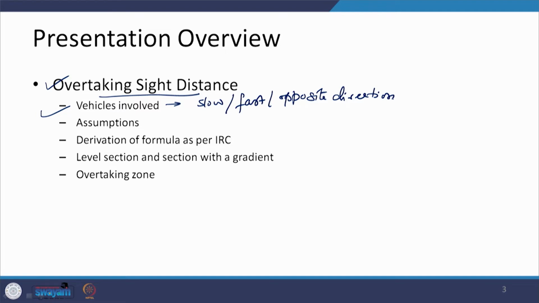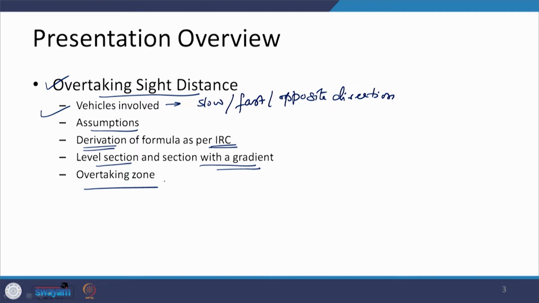Now, when we talk about these vehicles, there are a few assumptions which are being made, and we are going to look at those assumptions also. Then comes the derivation, and this derivation we are going to look in the direction of the Indian Roads Congress guidelines. Then we will also compare the level section versus the sections with a gradient, that means the effect of gradient is going to be talked about. And finally, we will close today's interaction by discussing the overtaking zones.